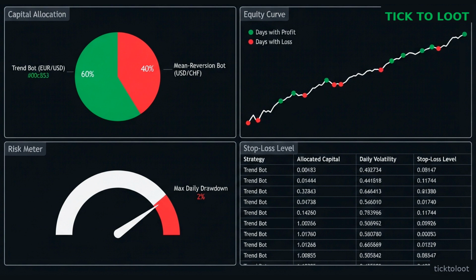The combined equity line in the top right tracks the total account value, adding the daily profit or loss from both bots. Notice the green and red markers, green for profit days, red for loss days.